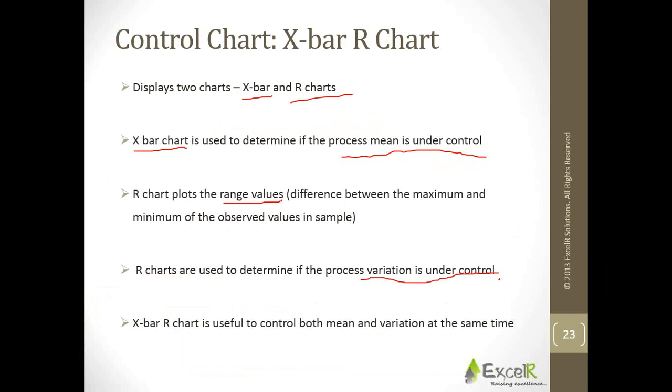So look at the difference. Here we are speaking about variation, process variation. In X bar alone, we are looking into the mean, variation in the mean. The X bar R chart is useful to control both mean and variation at the same time. So you look into two things in one go.